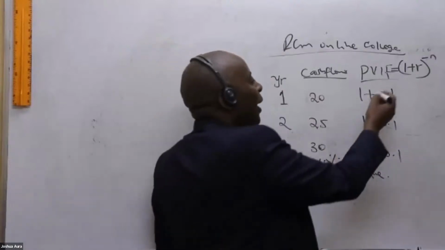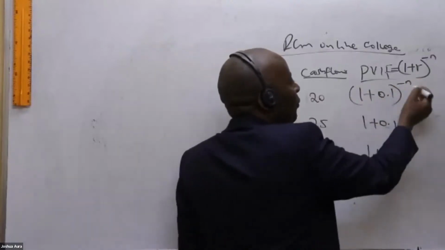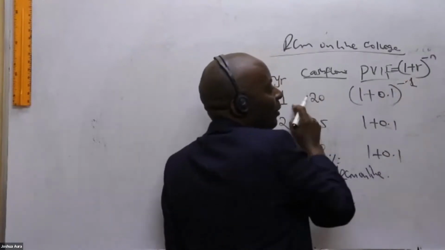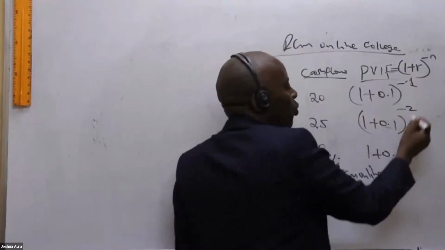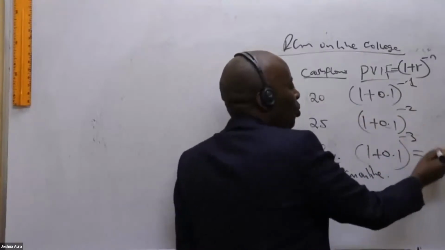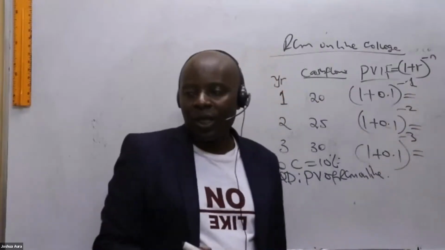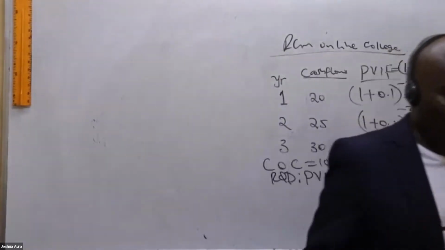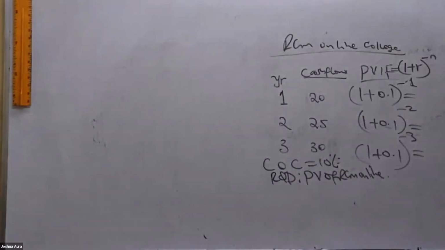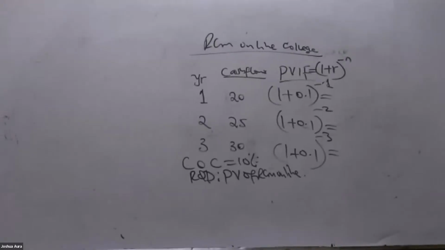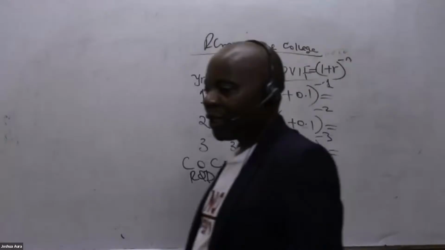So please go ahead and raise this to -1. N is the time. This becomes -2. This becomes -3. Could you kindly give me these figures in 4 decimal places? Is there somebody who can really fast track these? Give me these figures in 4 decimal places.